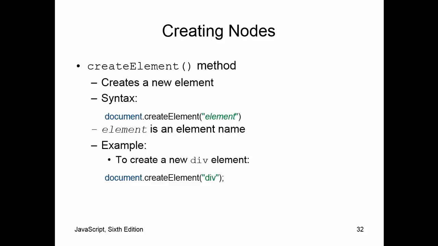If you want to add new nodes, you create a new element by using the createElement method. And you can see the syntax. So in the example that they show here, this would create a new div element.